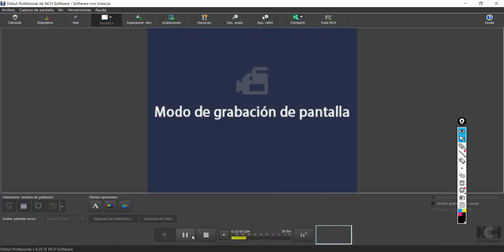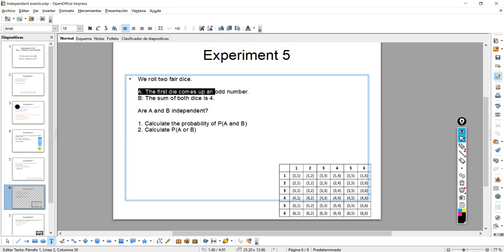Give me a few seconds. I was saying the event A is that the first die comes up an odd number, and the event B, the sum of both dice is 4. In this experiment, guys, if you remember, it was a little tricky, a little difficult to say from the start in an a priori way whether these two events are independent or not, whether they are in some way connected. And remember, when you don't feel very sure about the independence of two events, don't assume it.